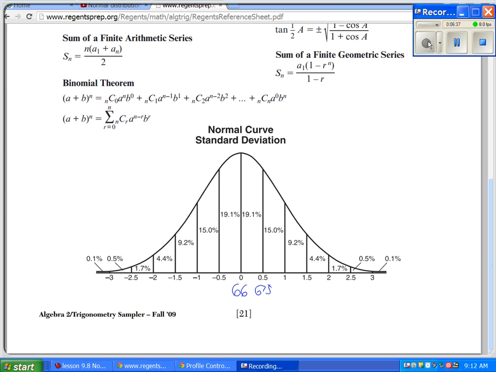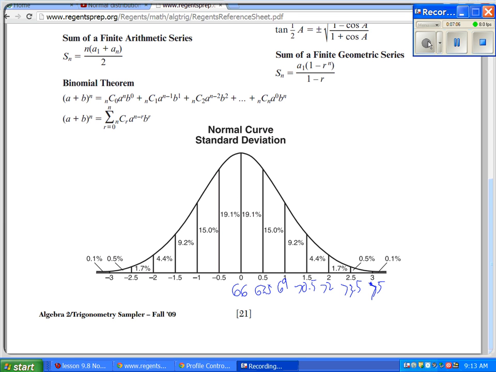Now, in this case, we're going to want to fill out the whole curve here. So we'll go above the mean first. So 67.5. What's the next one? 69. And then 70.5, 72, 73.5, 75.